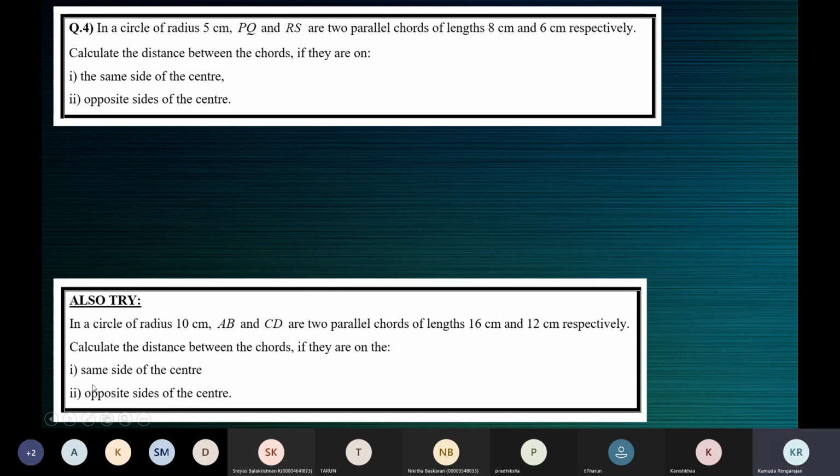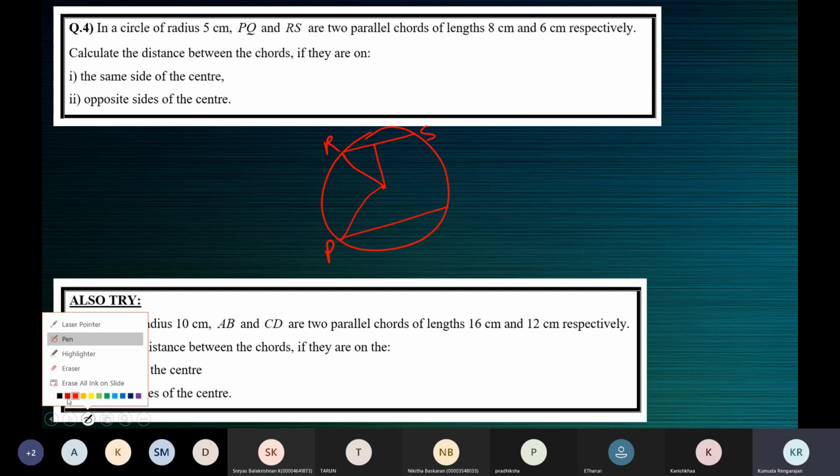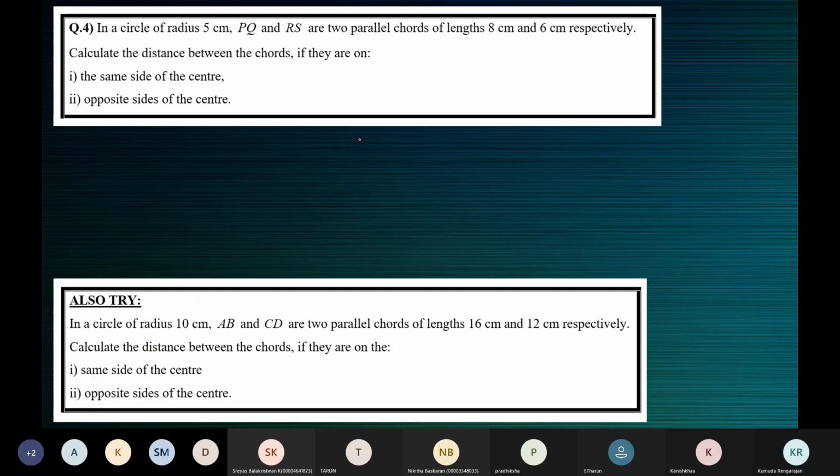When they lie on opposite sides of the center, one chord is here, the other chord is here. Center O, radius, radius. And this is the distance of the chord. This one is small, so I'll call it RS. I'll call this PQ. Let me do it again.